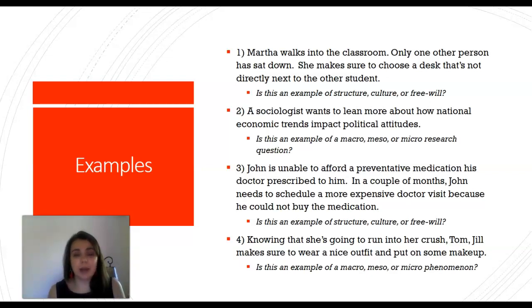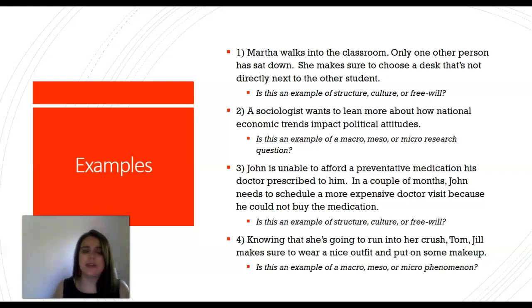I would say that this is probably a good example of culture. Some of you may have guessed free will, and certainly that's part of it here as well, right? She's making a choice of what desk she wants to sit at. The reason I think culture is at work here as well is that last sentence. She makes sure to choose a desk that's not directly next to another student. In essence, she's following some sort of cultural etiquette, some sort of social norm about where she would sit. She knows it's weird to walk into a class and sit directly next to another person when there's maybe a plethora of seats around them.